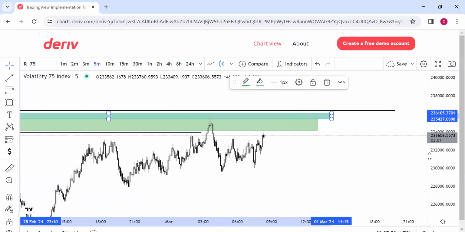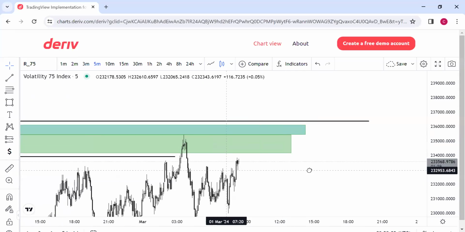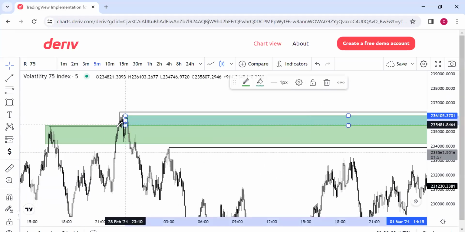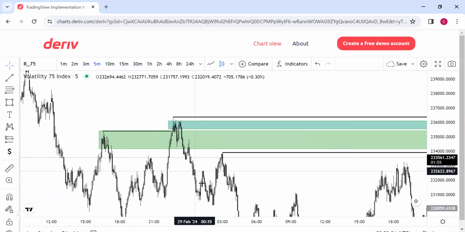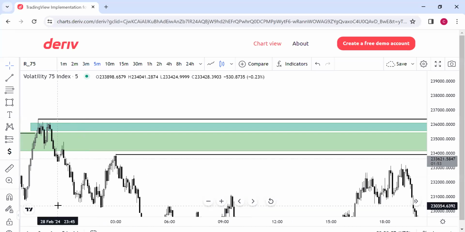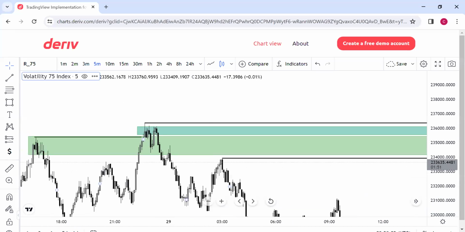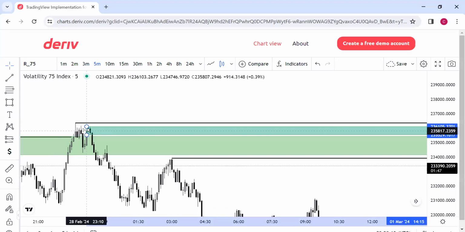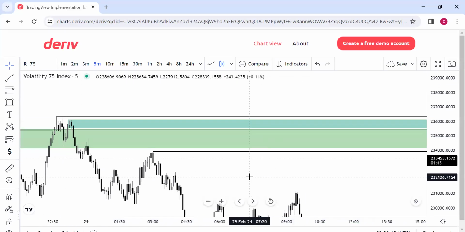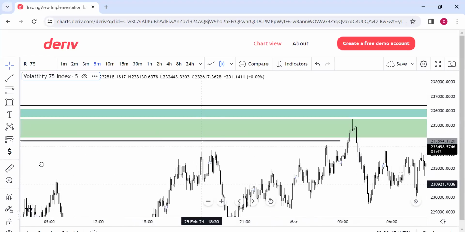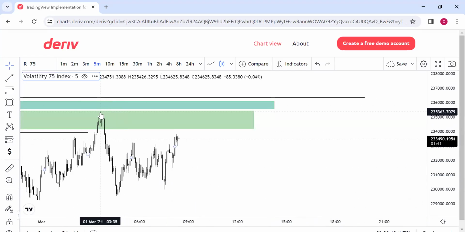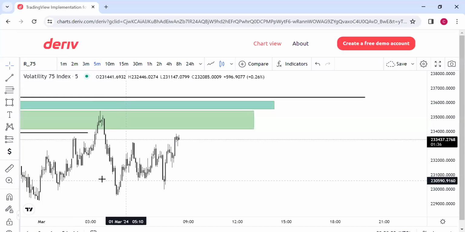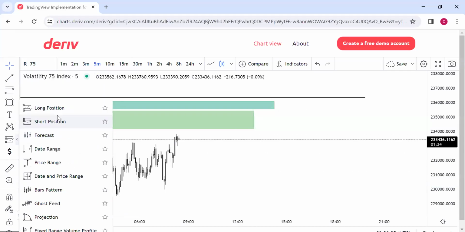Oh, I think I know why V75 is not yet selling, because it has not tapped into the supply level. You see, this is what I keep telling you all. Price has to sell from a supply level and buy from a demand level. This is the supply level. And look at this sell. This is a fake sell. If price wants to actually sell, price has to sell from here.